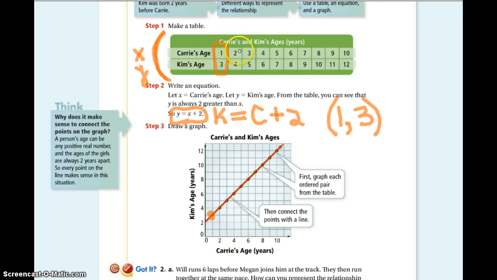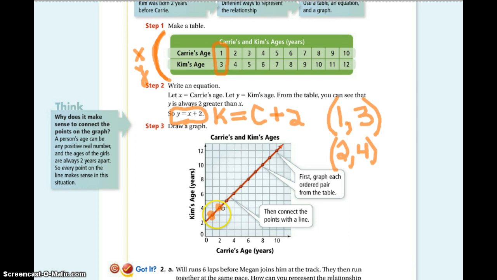So now if I take a look at the next ordered pair, the next ordered pair is 2, 4. It's telling us to move 2 left or right and 4 up or down. Well, since both of those numbers are positive, it is telling me to move 2 to the right and 4 up and plot that point.